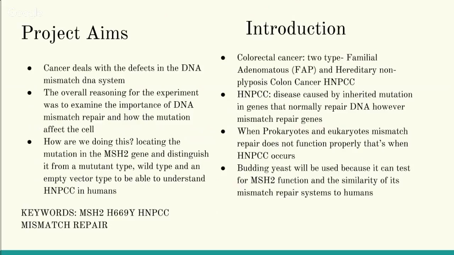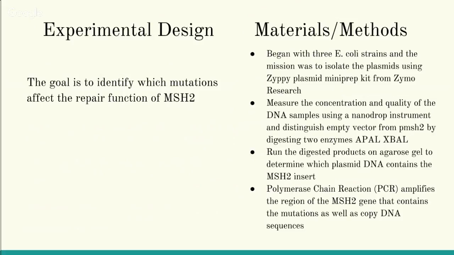Hereditary non-polyposis colon cancer results from genetic alterations of the DNA mismatch repair genes, most frequently in MLH1, MSH2, and MSH6. We will use the budding yeast because it can test for MSH2 function. For the experimental design, the goal is to identify which mutation can affect the repair function of MSH2.